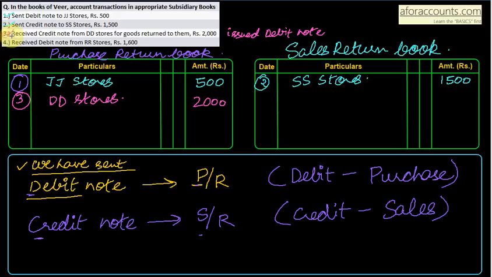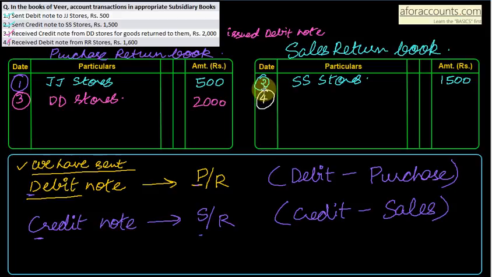Okay. Now the fourth and the last point, received debit note. आगे पढ़ने की जरूरत नहीं है. Received debit note means what? Issued credit note. मैंने क्या issue किया है, that is important. When I receive debit note, उसका उल्टा ही issue करूंगी. So issue credit note. When I issue credit note, credit होता है मेरा sales and it will go in your sales return book.